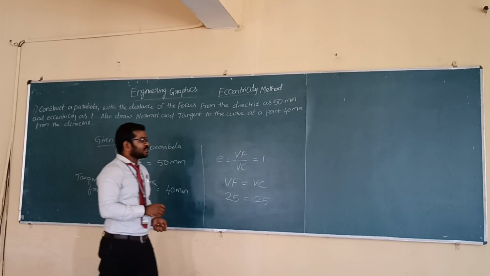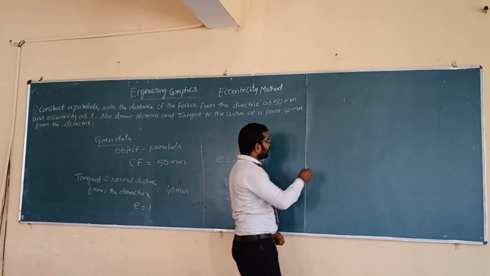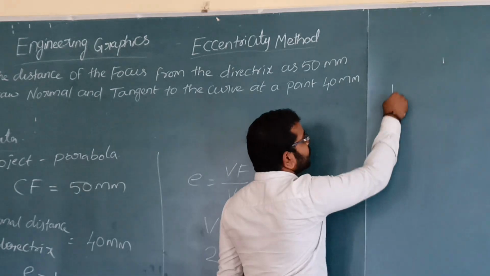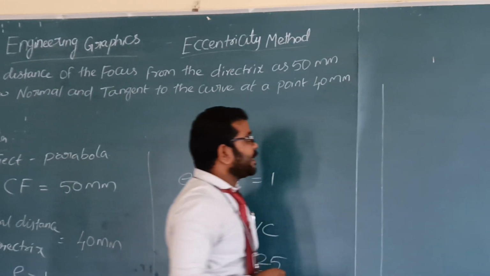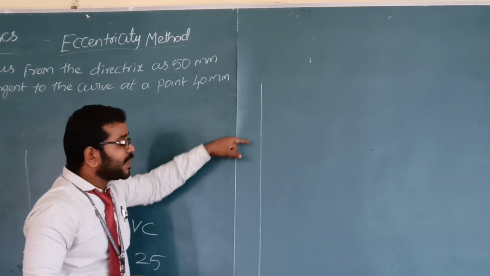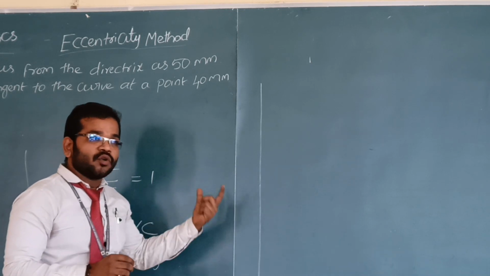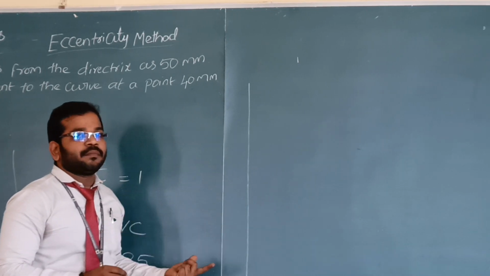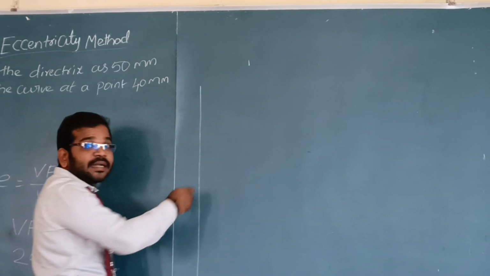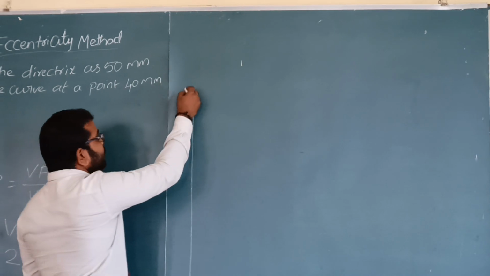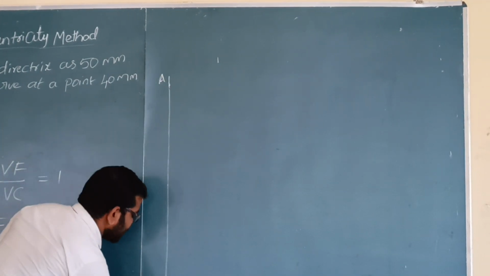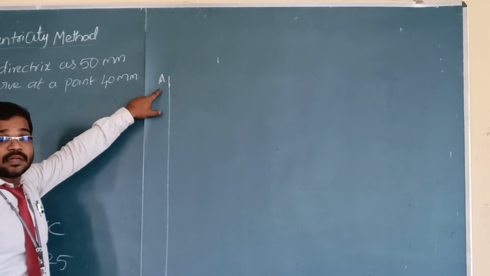So now we can start the diagram. First we can draw the directrix. Directrix is nothing but the base of the cone, and it is a vertical line. It has no measurement; you can draw it up to some possible distance. Okay, this is the vertex. This is the directrix.